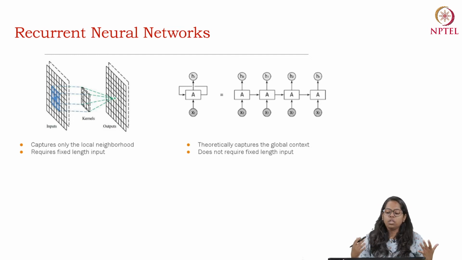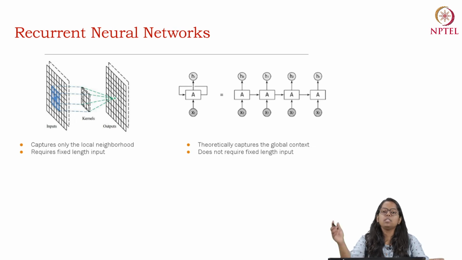So now what we want to do is that we want to do two things. Actually, we want to do three things. First is that we want to handle sequential input. That is, we want to capture the time dependency between the inputs. Secondly, we want to capture the global context or the global neighborhood of a particular input, and we want to handle an input which might not be of fixed length, which can be of different lengths. In order to do that, we will see something known as recurrent neural networks.